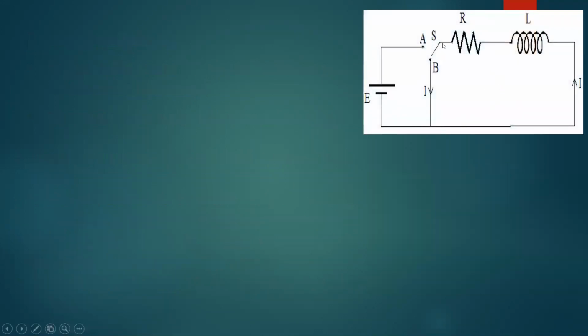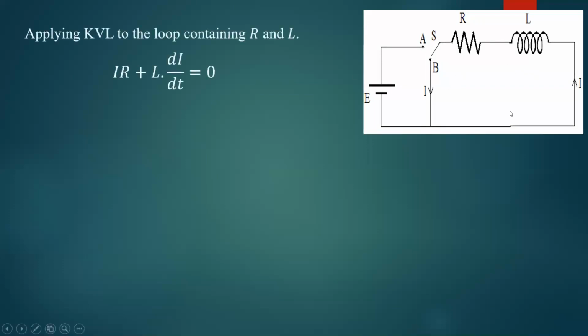This is the circuit where the switch is connected to position B. This part of the circuit is active now. Current is flowing in this part of the circuit and it is decreasing from the maximum current I0. Let us apply KVL to this loop. Only two components are there, a resistance and an inductor. So KVL gives the voltage across the resistor plus the voltage across the inductor equal to 0.